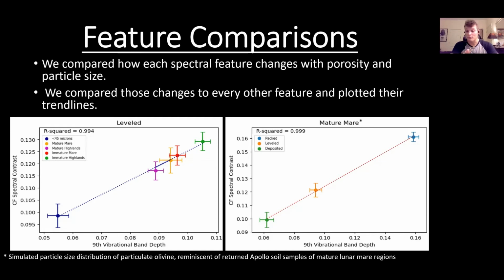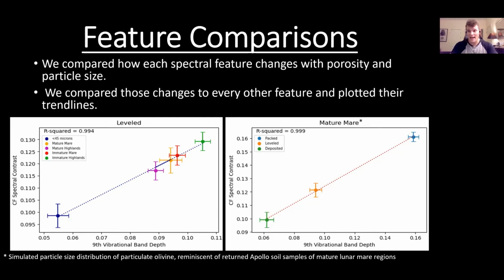On the right, we have a mature Mare sample. Once again, it should be noted that this is not mature Mare on the moon. This is still particulate olivine, but it is modeling after the particle size distribution of the mature Mare regions brought back from soil samples of the lunar surface. So we did the same thing. We picked a particle size, and then we watched how the ratio between those features changed with different porosities. So then we have 5 of these plots. So there'd be a less than 45 mature Mare, et cetera.